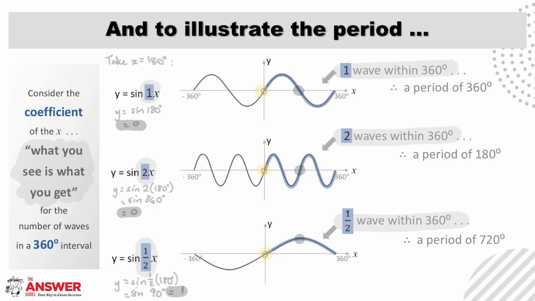Hopefully now you are convinced that these graphs are a true reflection of their equations, so now let's confirm their periods, which we looked at algebraically before. When we have one wave in this 360-degree interval, the period of the graph is 360 degrees. When we have two waves in this interval, the period of the graph is 180 degrees, and when we have half a wave in this interval, the period of the graph is 720 degrees.